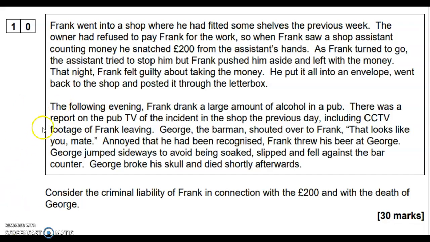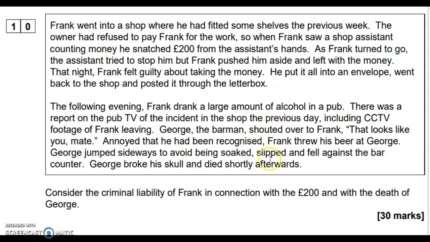In our next part of the scenario, Frank drank a large amount of alcohol. There was a report in the pub on the TV of the incident, including CCTV footage. George, the barman, has shouted at him, "That looks like you, mate." Annoyed that he's been recognised, Frank threw his beer at George. George jumped sideways to avoid being soaked, slipped, fell against the bar counter, broke his skull, and died shortly afterwards.